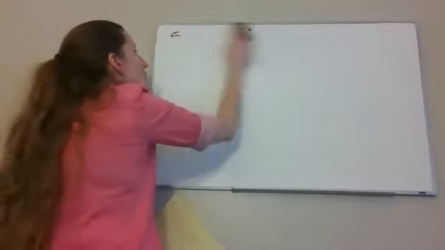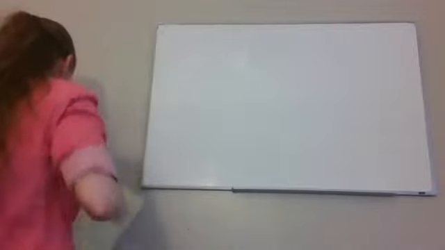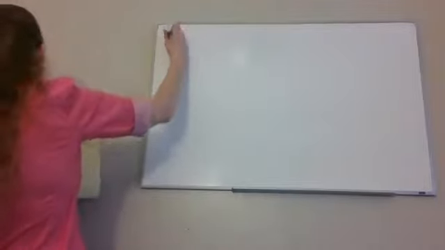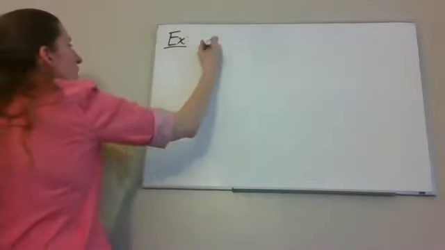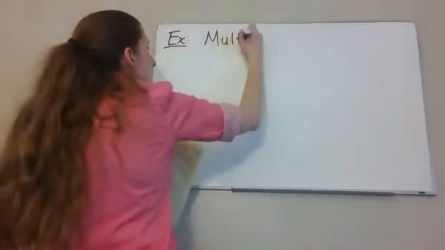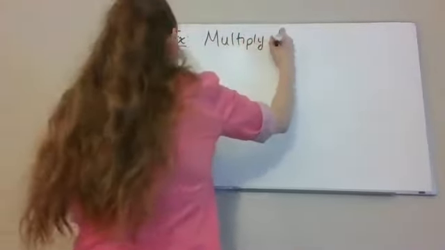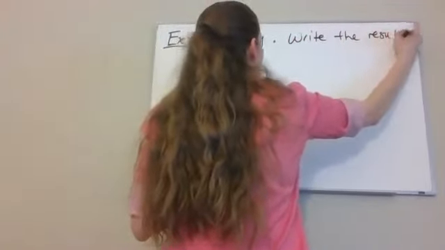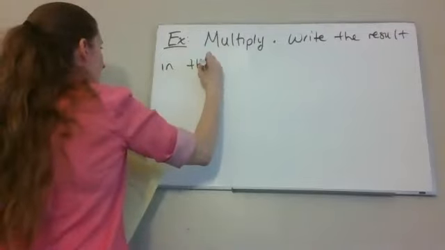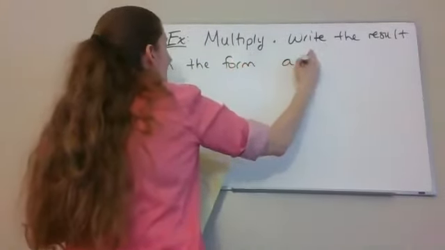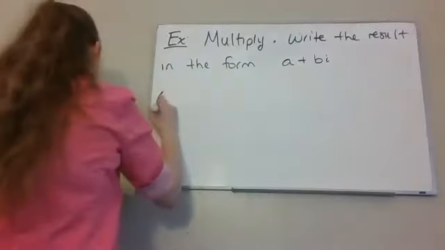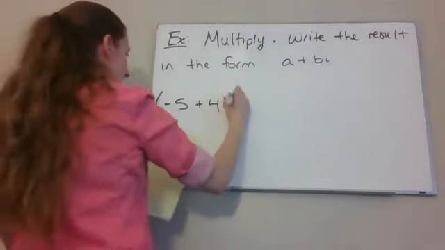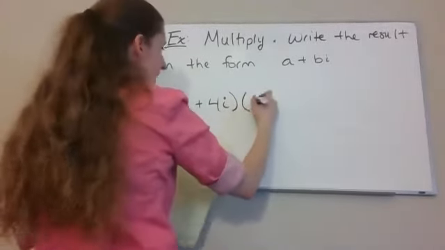Now, what if we need to multiply complex numbers? How would we do that? Well, let's see. Let's do an example where we multiply complex numbers. And we're going to write the result in the form a plus bi. And my problem is -5 plus 4i times 3 minus i.